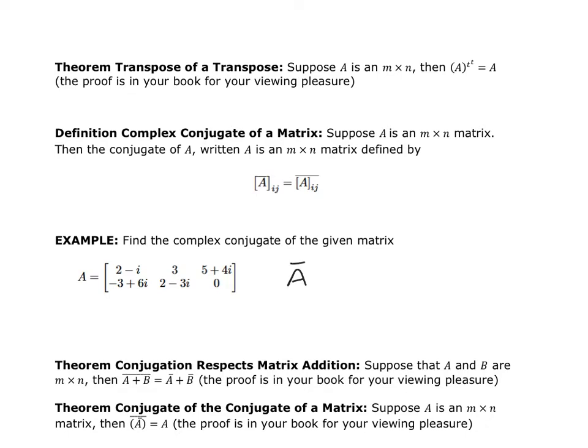Here, the conjugate of A just means that I'm going to conjugate each one of the entries. My first entry is 2 minus i, so then I have 2 plus i as the conjugate. The conjugate of 3 is 3. We've talked about that in our last video. The conjugate of 5 plus 4i is 5 minus 4i. Negative 3 minus 6i. 2 plus 3i, and then of course 0. So there is my conjugated complex matrix.